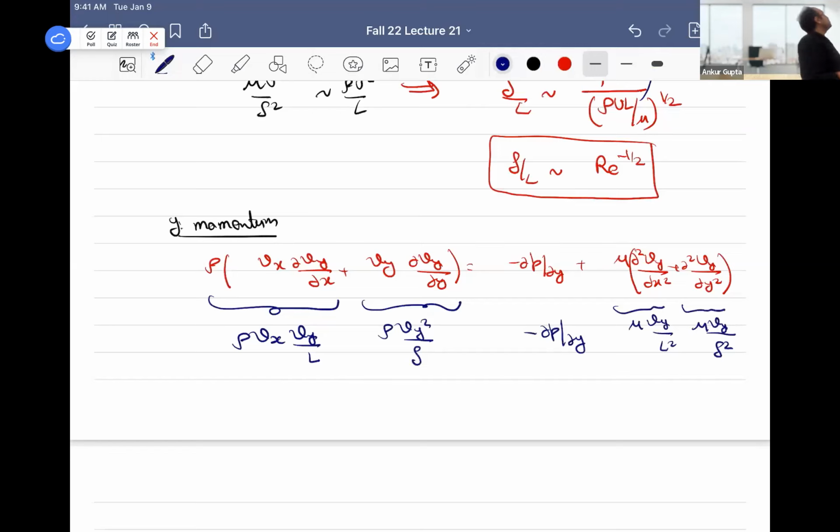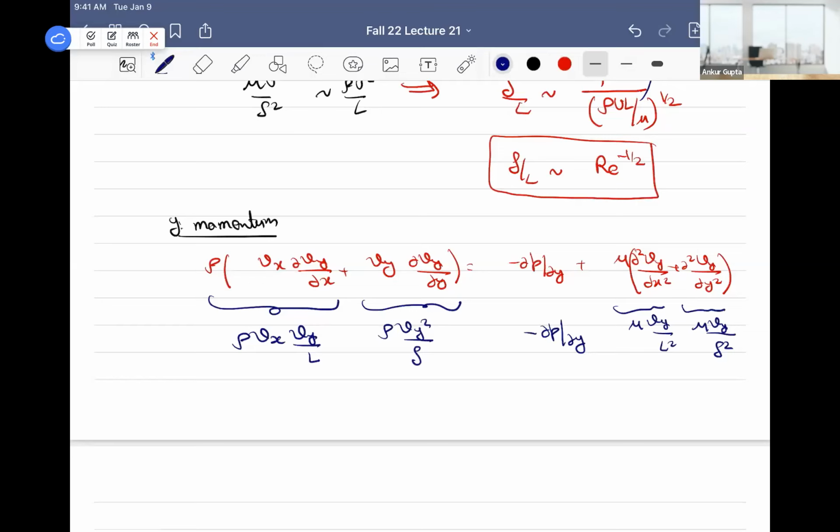All right, so maybe we can start to discuss. Hopefully, many of you made progress and saw how these different terms work out. So I have written here: rho Vx Vy by L, rho Vy square by delta, and then we got del P by del Y, mu Vy by L square, mu Vy by delta square. So hopefully this is not confusing. Any confusions in the scaling of these numbers?